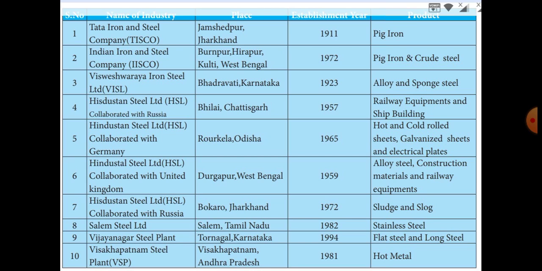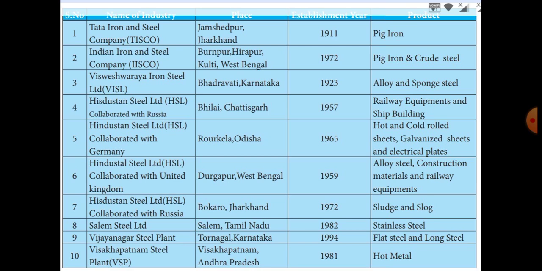Then the third one is Visvesvaraya Iron and Steel Limited, VISL. It is situated at Bhadravati in Karnataka. This industry was set up in the year 1923. Alloy and sponge steel items were produced through this particular industry.